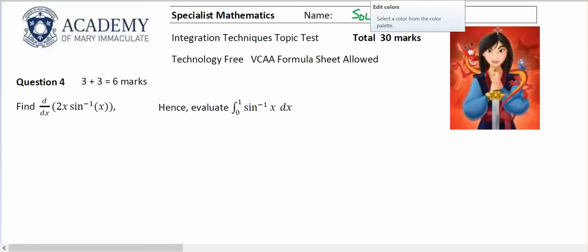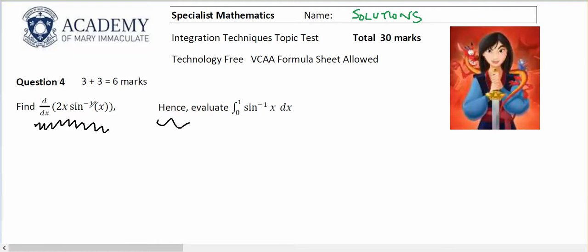This is for Specialist Maths. It comes out of the 2020 Chapter 7, Techniques of Integration topic test, and it's question number 4, which is the integration by recognition question. I know that because I'm told to take the derivative of something and then hence use that derivative to come up with the evaluation of this.